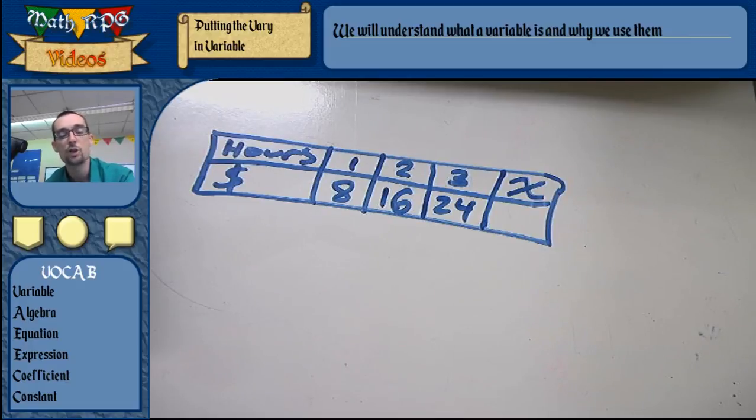So quantities that change, quantities that vary, that's what vary means. Vary means to change. We call them variables. That's why that word variable exists. That's why it's called a variable, because a variable describes something that can vary.